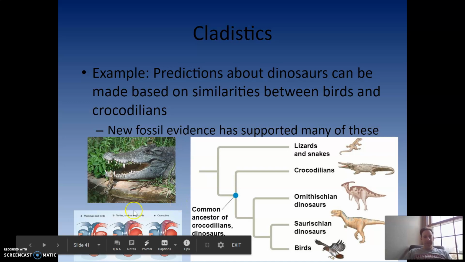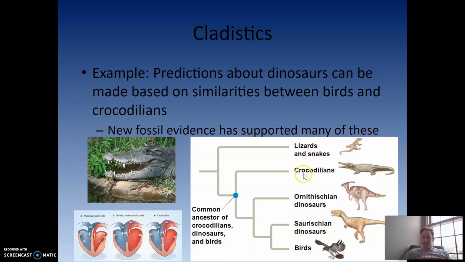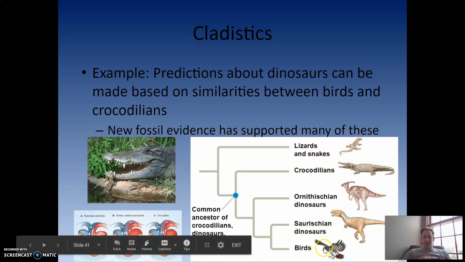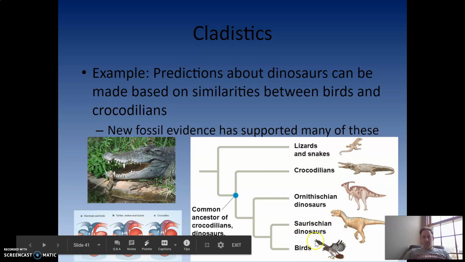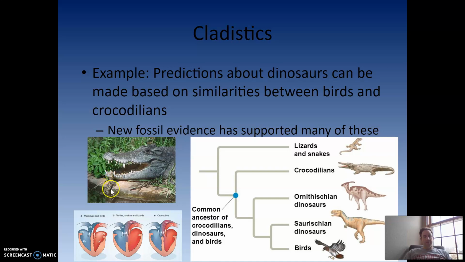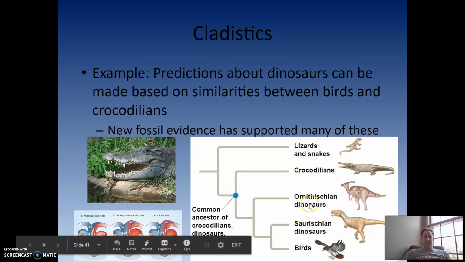An example is the 4-chambered heart. Lizards and snakes and other reptiles have a 3-chambered heart. Crocodiles are unique among reptiles in that they have a 4-chambered heart. Birds have a 4-chambered heart. So we think dinosaurs probably had a 4-chambered heart. Another example is parental care. Birds, I'm guessing you're aware, exhibit quite extensive parental care. You may be surprised to know that crocodiles exhibit parental care. Here are little babies. The mothers will carry them around in their mouth and move them from place to place. And so, again, based on that, we think these dinosaurs exhibited parental care.